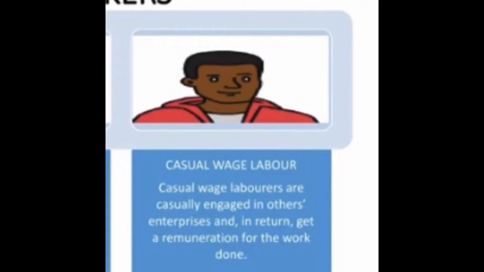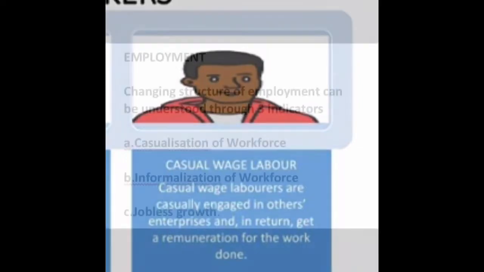Casual wage labor is engaged in others' enterprises and in return they get a remuneration for their work done. Casual wage labor means when laborers are engaged in some job on a temporary basis and only for that duration they get payment. For example, construction workers. Construction workers are casual laborers in the sense that whenever they are engaged in the work of construction, they will get paid for it, and once the construction is over, they will not be paid.